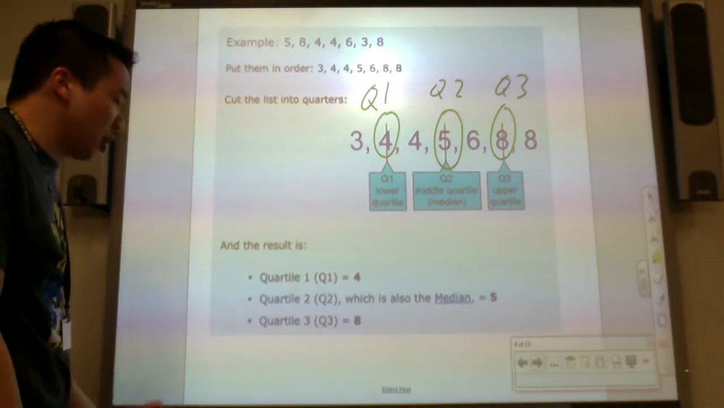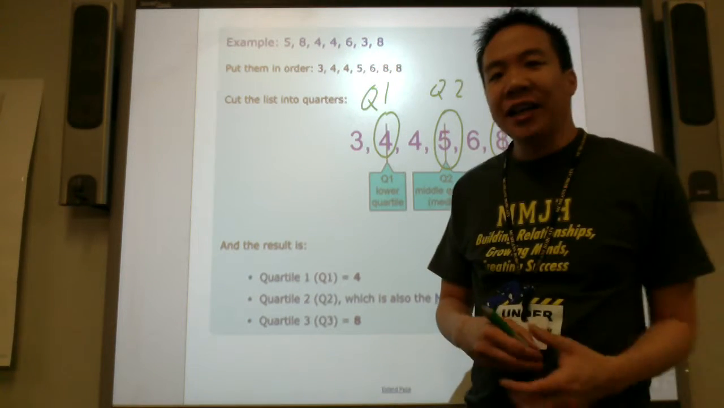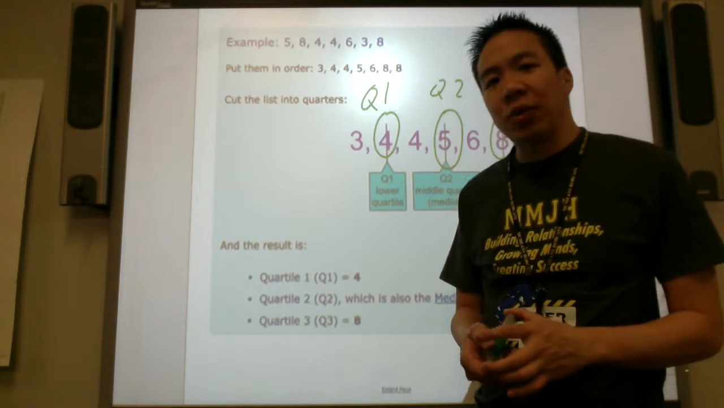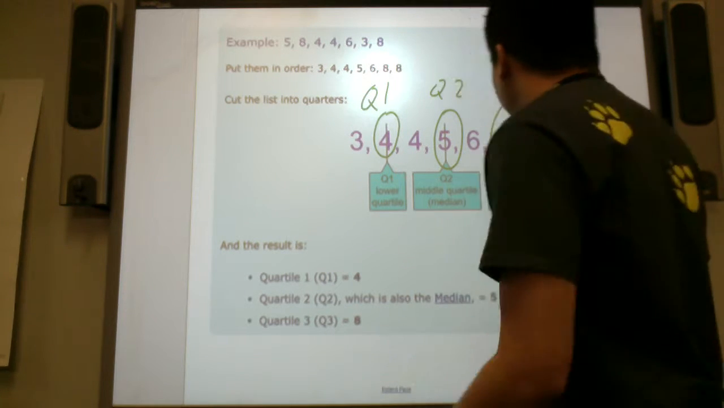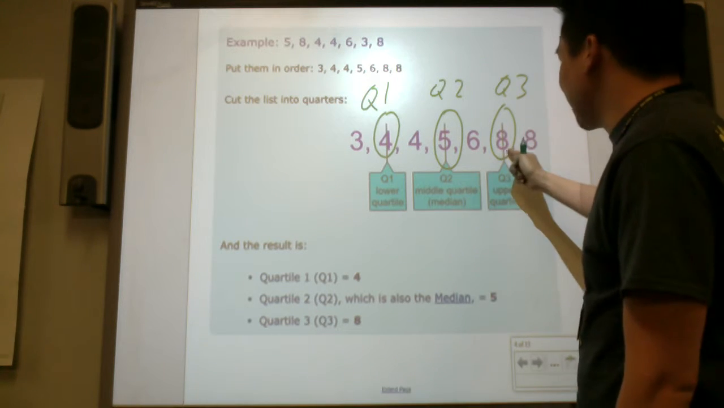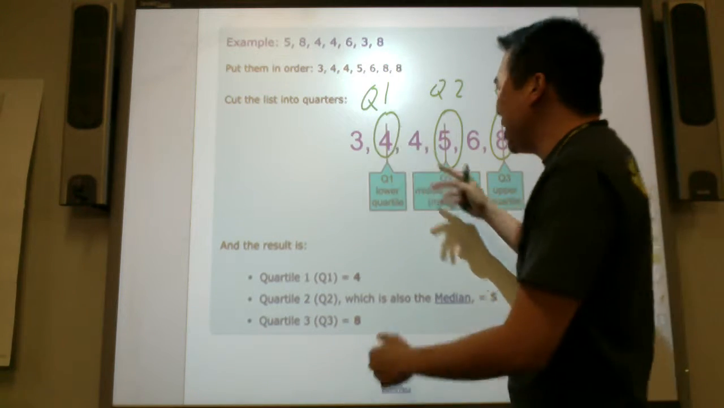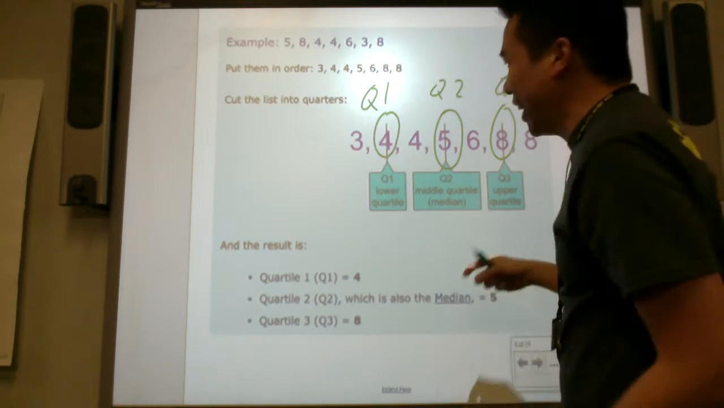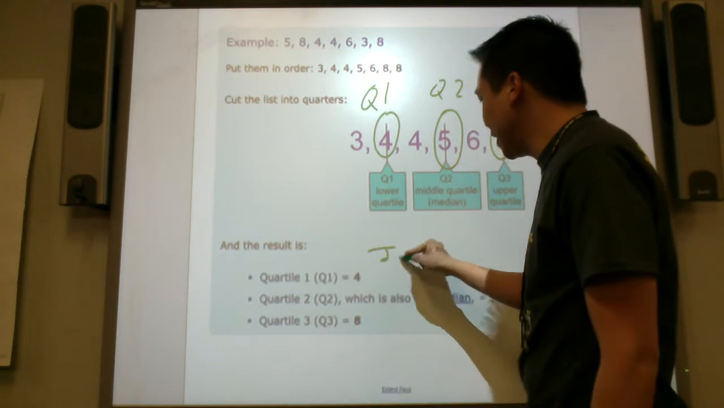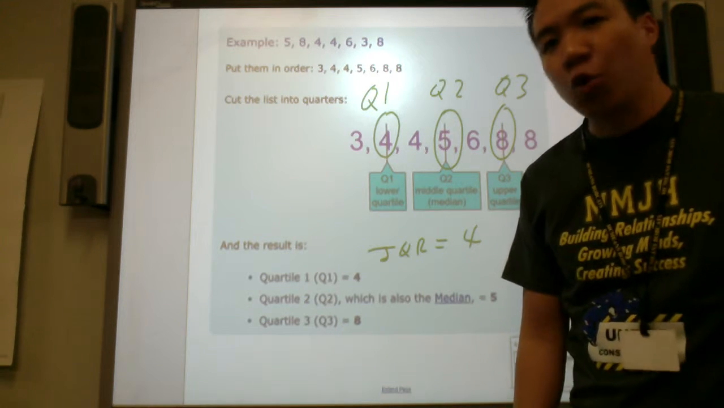And then the last thing we talk about is IQR. IQR is interquartile range. An interquartile range is the difference between quartile 3 and quartile 1. So you find quartile 3, which is 8. That's the median of the upper half again. Then you find quartile 1, which is the median of the lower half, 4. And then you subtract the two numbers. 8 take away 4 is 4. So the IQR is 4, or interquartile range.